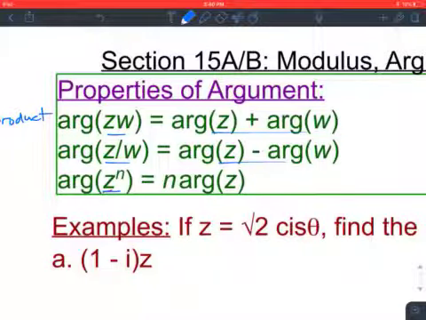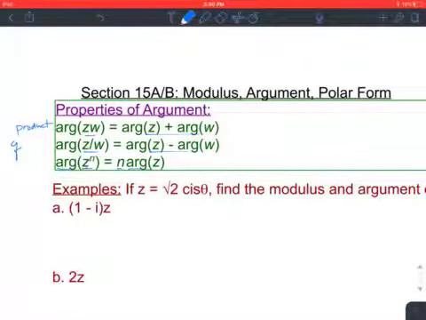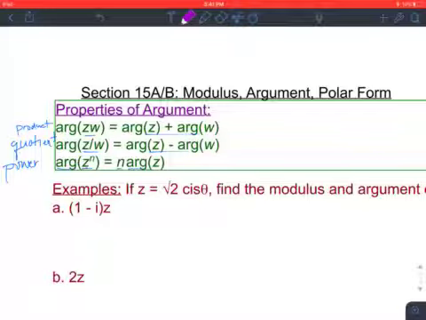If you have some complex number raised to some power n and you want to know the argument of it, that's equal to n times the argument of the complex number. So that's the product rule, quotient rule, and this one is the power rule. Those are all related to logarithm rules that you learned a long time ago.